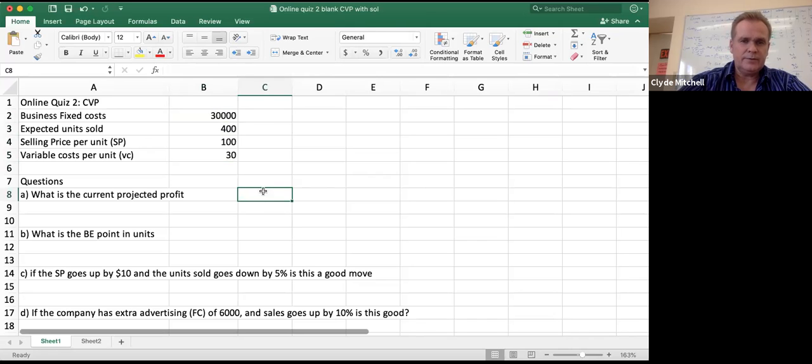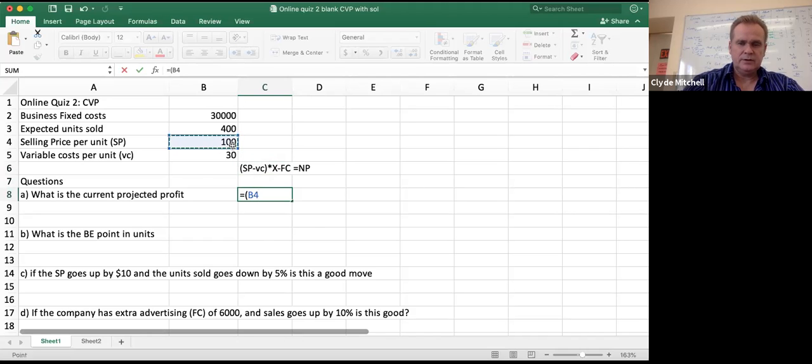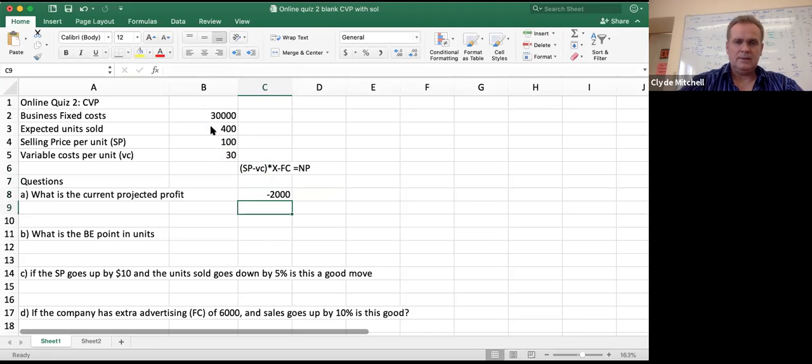So our formula, remember, is going to be selling price minus variable cost multiplied by X, which is our units, minus our fixed cost, is equal to net profit. Okay, so here we go. We have our selling price of 100 minus our variable cost of 30 multiplied by our projected number of units sold of 400, and we're then going to subtract our fixed cost of 30,000, and that gives us a loss. Probably not a good idea.